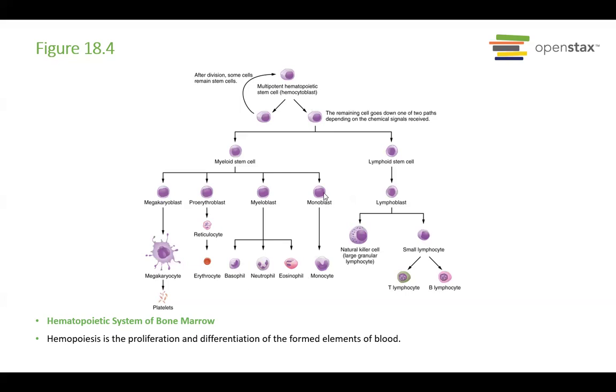And you have your monoblasts. These monoblasts give you your monocytes. There's an arrow missing here, but it's very important for you to know: what do monocytes give you? Does it end here? Do the monoblasts end here in the monocytes?